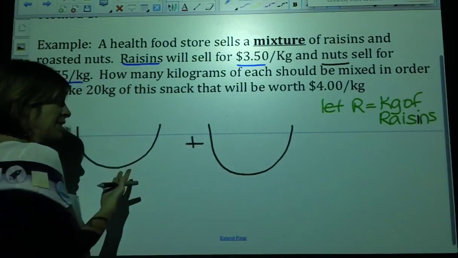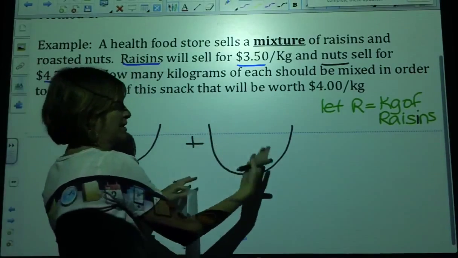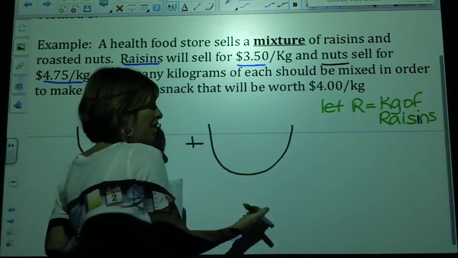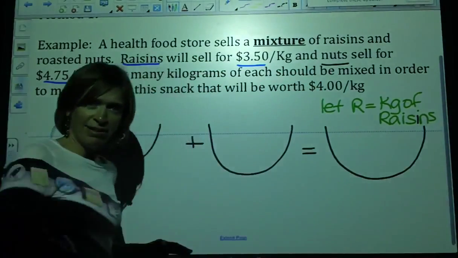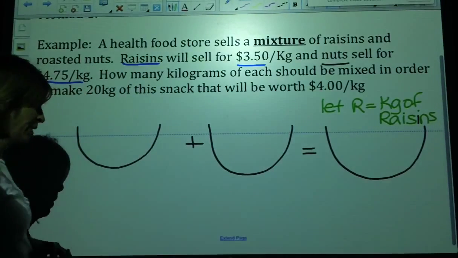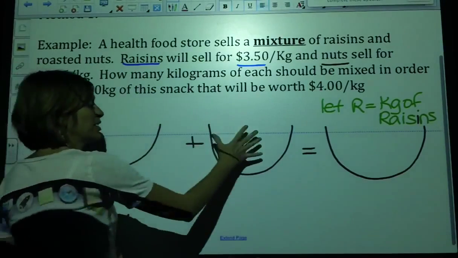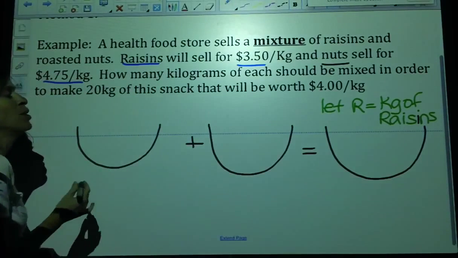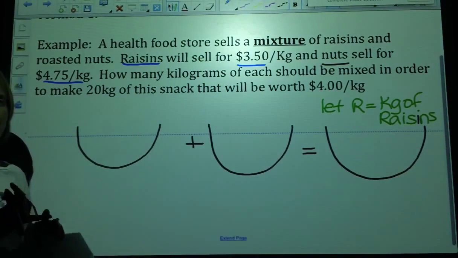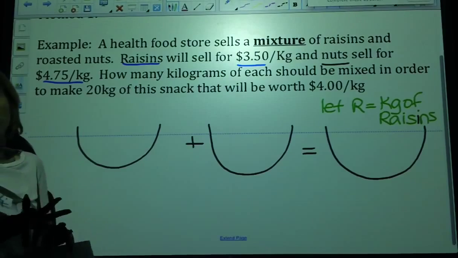I've got my raisins, and I've got my nuts. I'm going to mix them together to get this new mix, and it'll be a mix of the two of them. So here's my mix one, mix two equals my total mix. Within each of them, we've got to have an amount, and in this case, a price.